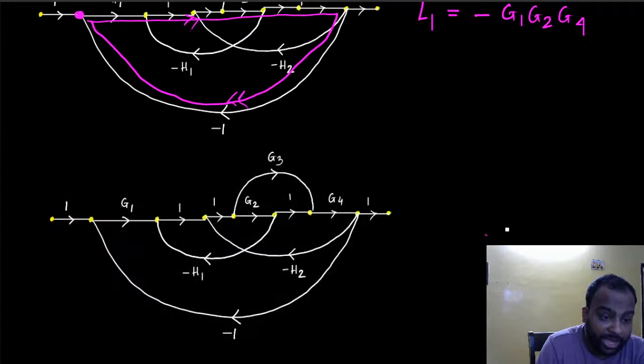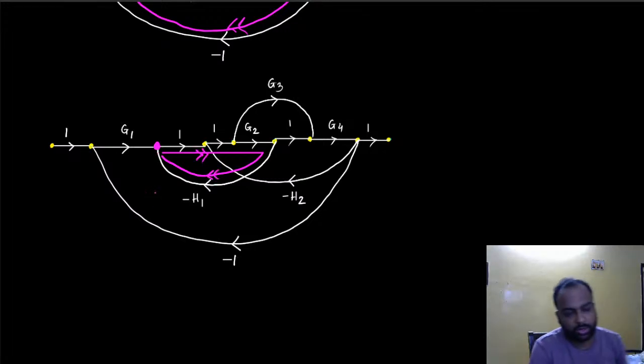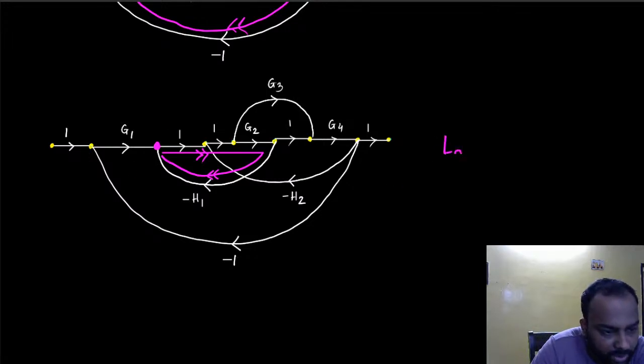All right. Do I have another loop? Yes, I do have another loop. If I start from here, then this is one loop, right? So going in this direction, coming back to this, this is one loop. So what is the gain of this loop 2? Again, the order in which you take these does not matter. So what is the gain of this loop here? So 1, 1, G2 and then minus H1. So this is minus G2 H1, right?